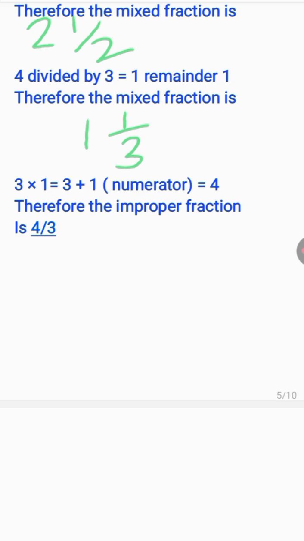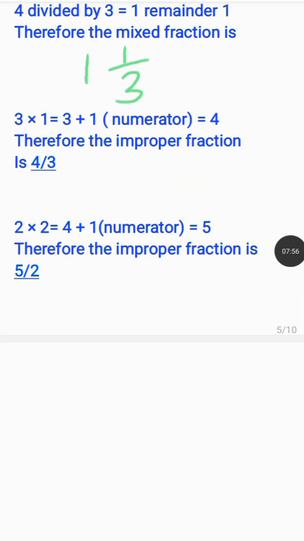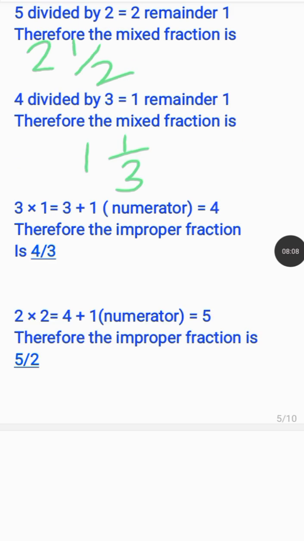Another example is the conversion of 2 whole number 1 over 2 to an improper fraction. First, you multiply 2 times 2. 2 times 2 is 4 plus this whole number, which is 1. That is 5. Therefore, the improper fraction is 5 over 2.